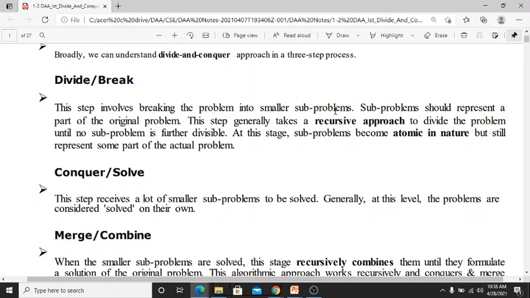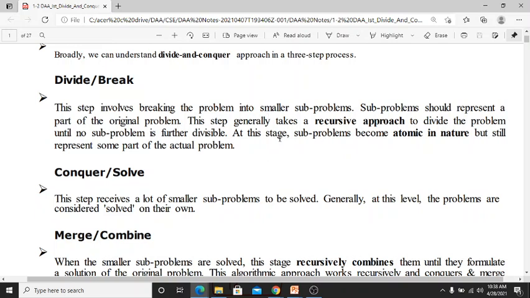Whenever we have a problem, what is the work of divide? It will divide it into sub problems. A sub problem should represent a part of the original problem. Whatever original problem we have, we are dividing it into sub problems.